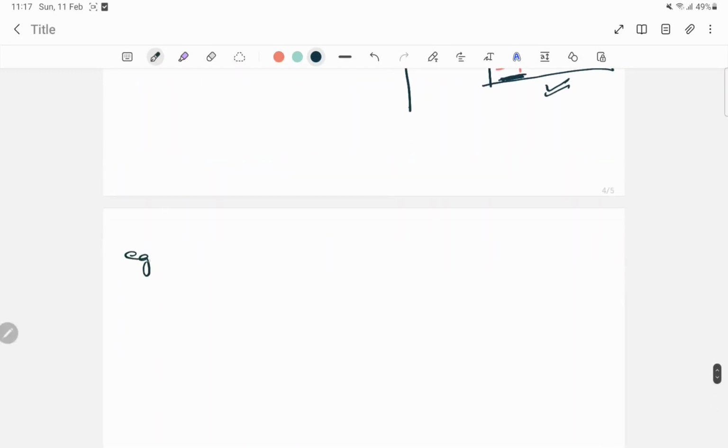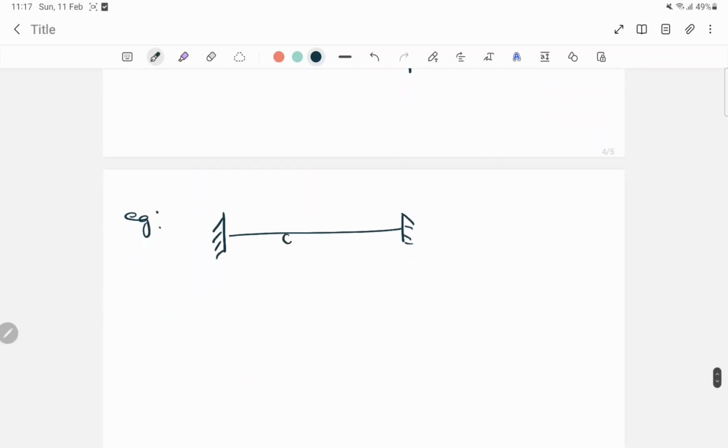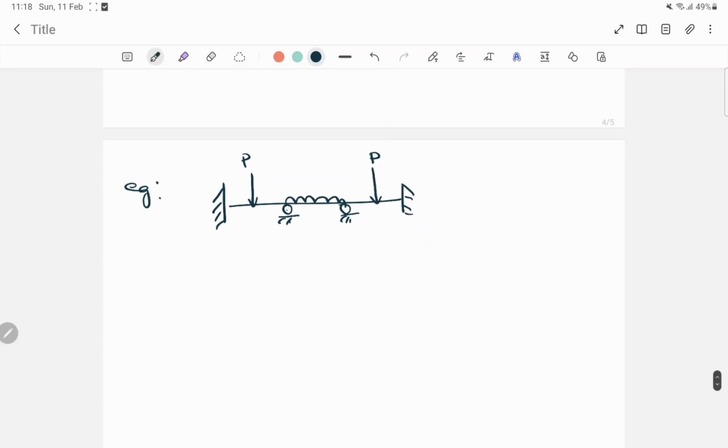So here one end is fixed and the other end is also fixed, and in between this fixed beam, two roller supports are there, and between this one UDL is acting, and between the fixed and the roller, and the fixed and the roller, here 2 point loads are acting, that is P. Now we have to find the degree of kinematic indeterminacy for this type of beam.